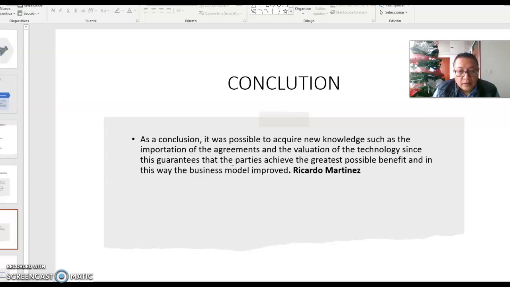Conclusion. As a conclusion, it was possible to acquire new knowledge such as the importance of the agreements and the evaluation of the technology. This guarantees that the parties achieve the greatest possible benefit, and in this way the business model improves.